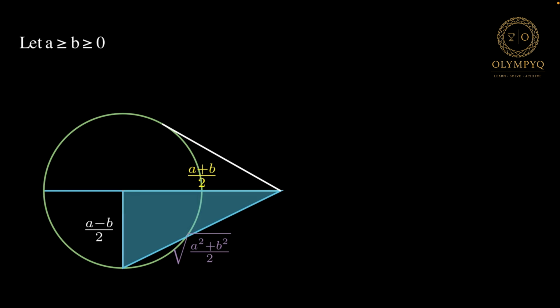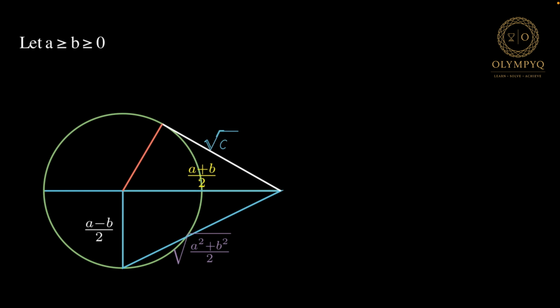Now draw a tangent from the extended endpoint. The triangle thus formed will give us the side length, that will be equal to root ab, and that can also be calculated with the help of the Pythagorean theorem. Now this root ab is nothing but the geometric mean.